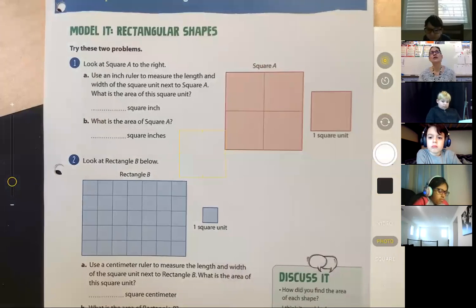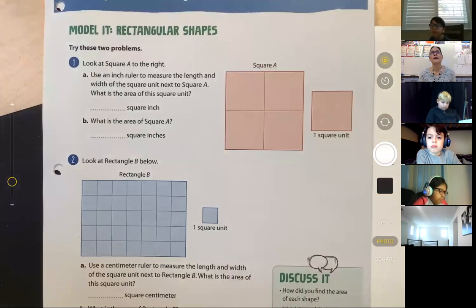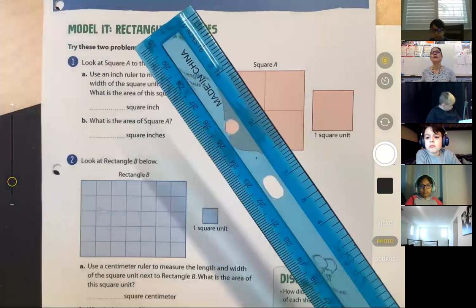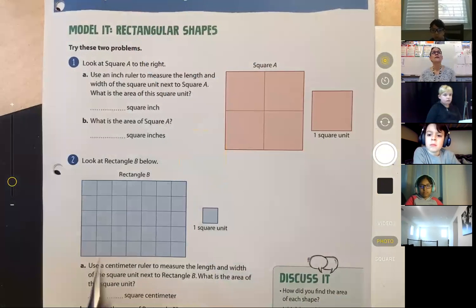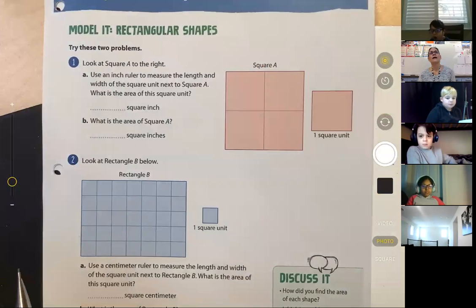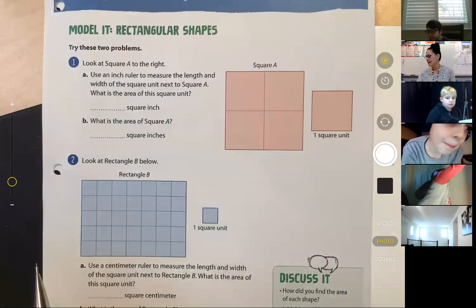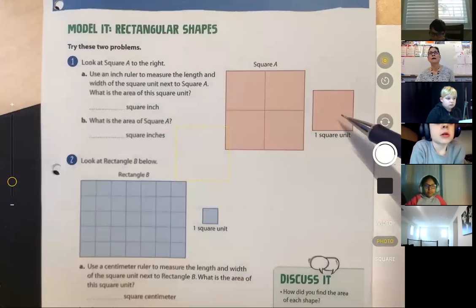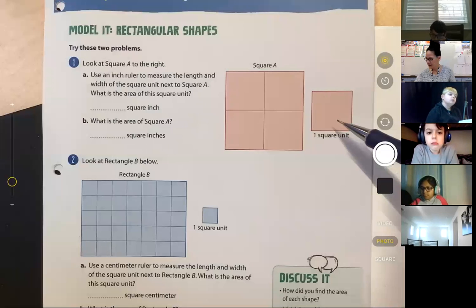It says to use an inch ruler to measure the length and width of the square unit next to square A. Do we need to get out the ruler and do that right now? No, we don't. I always have a ruler right here in case we need one. So it's going to say, what is the area of this square unit? It's asking you to measure this one over here.